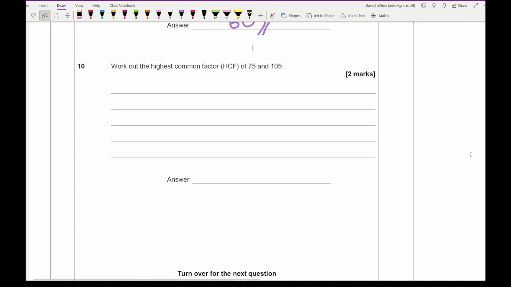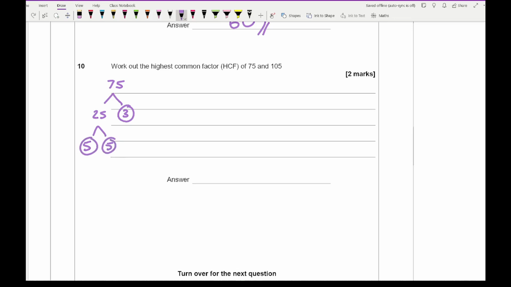Then for question 10, it says work out the highest common factor of 75 and 105. Again, there are several different ways in which you could show this. You can either do a Venn diagram or you could do a factor tree. Personally, I would say a factor tree is probably the most common. So, two numbers, and your starting numbers might be completely different, but your end numbers should be exactly the same. So I'm going to go for 25 times 3, 3 is prime, 5 times 5, and both those numbers are prime.